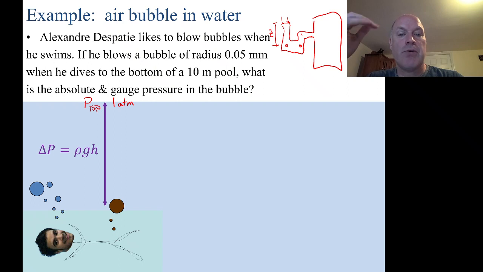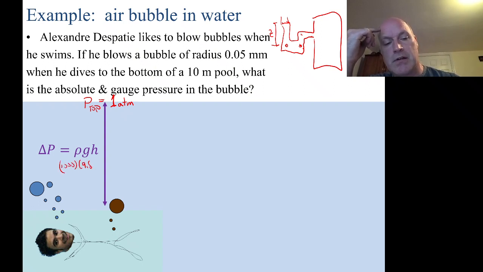We need to know what the pressure is inside the bubble. So we start off at a reference, and I'm going to work in absolute, okay? So the pressure at the top is equal to 1 atmosphere. Now, the bubble is 10 meters down, so delta P is going to be rho g h. That's 1,000 times 9.8 times height 10. You plug that in, you get 9, 8, 1, 2, 3. Yeah, okay, that's the number.